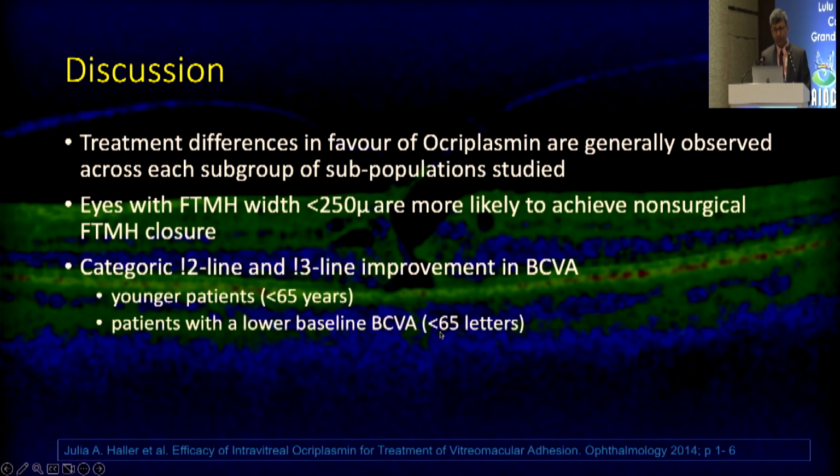I've used Haller's paper here to do a little bit of discussion. There are treatment differences in favor of ocriplasmin, generally observed across each subgroup of subpopulations studied. If the macular hole is less than 250 microns, they are more likely to achieve non-surgical full-thickness macular hole closure. A categoric 2-line or 3-line improvement in vision is seen if the patient is younger than 65 years or with a lower baseline visual acuity.